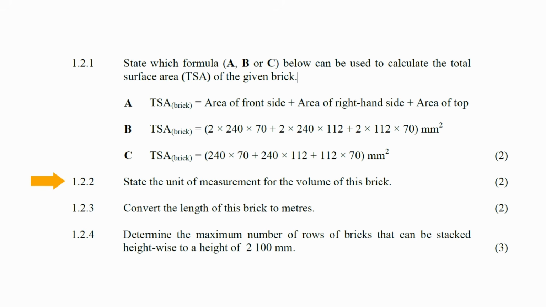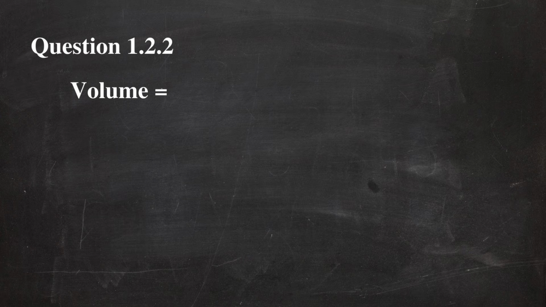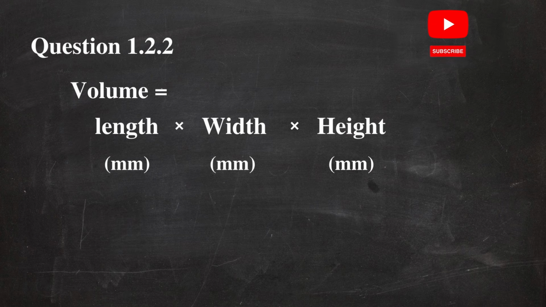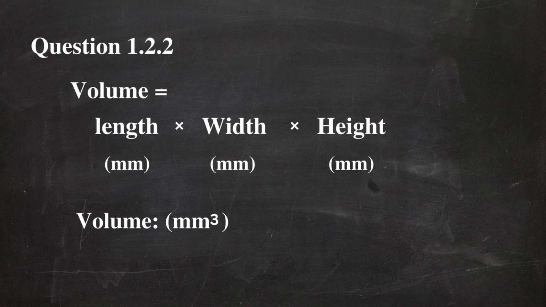In question 1.2.2, you have to state the unit of measurement for the volume of the brick. The volume of the brick refers to the amount of space it occupies. The volume is calculated by multiplying the length, width, and height together. This will give you the unit of measurement for the volume of this brick as cubic millimeters.